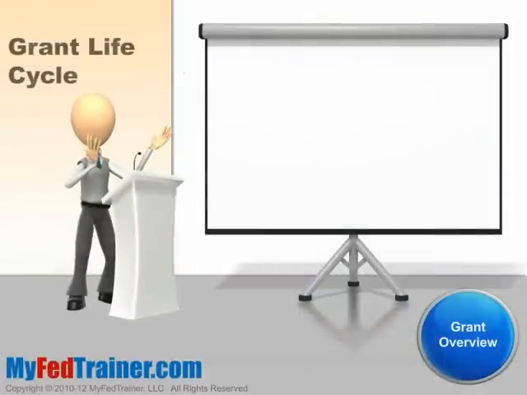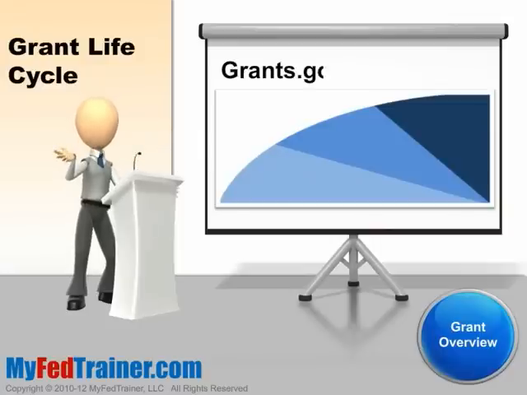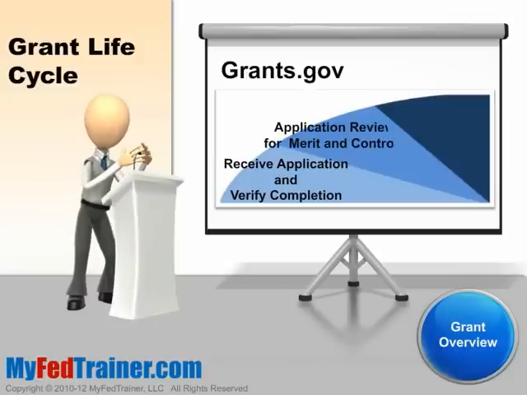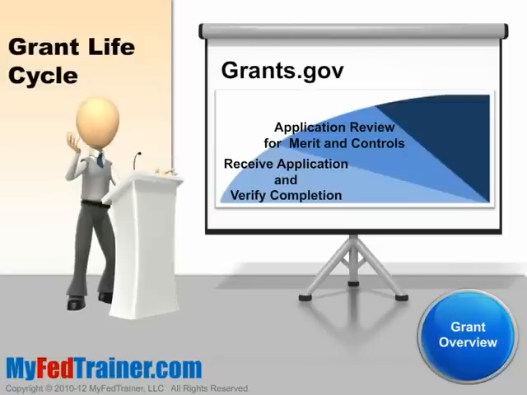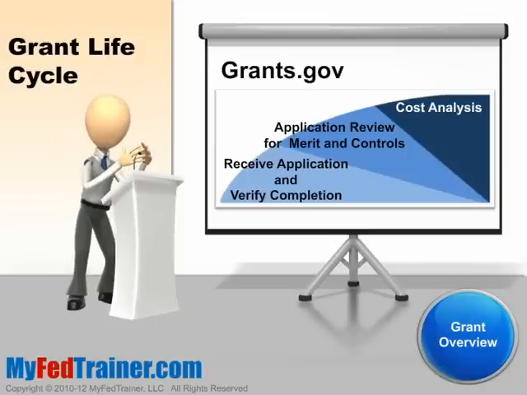Now, let's overview the life cycle of a grant. Once federal funds become available, the agency will post the grant information on sites such as grants.gov. As grant applications are received, they are evaluated in some of the following ways. The grant application is screened to verify completion. The applicant may go through various reviews to test for technical merit, business controls, and other potential issues such as conflicts of interest. And the cost proposal will be reviewed and verified.